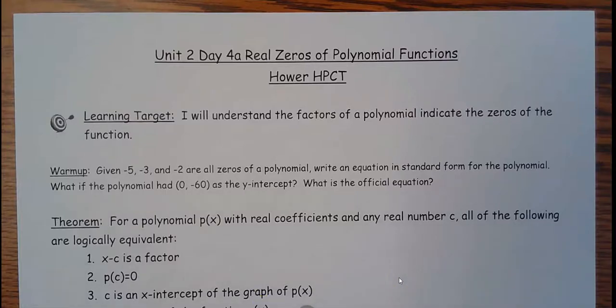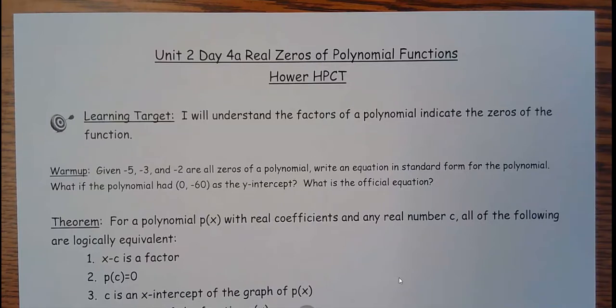All right, so this is Unit 2, Day 4a. We're going to look at the real zeros, and that just means zeros that are real numbers. So we're not going to do any complex, no i's, nothing like that. But we could have some radicals, could have whole numbers, could have fractions, because those are all real numbers. So we're going to look at the real zeros of polynomial functions.